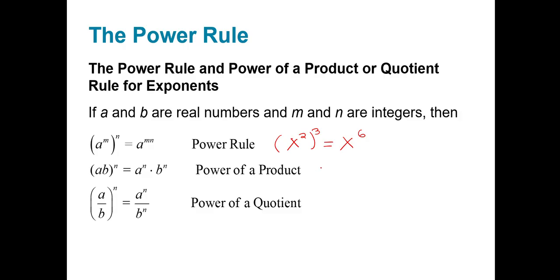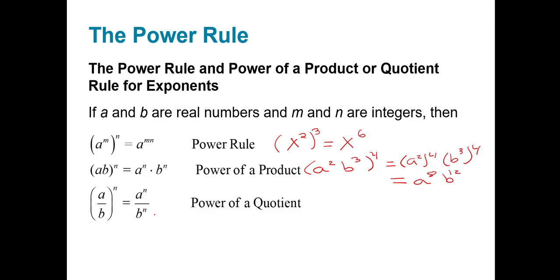Let's say I have a squared b cubed, all of this raised to the 4th power. Well, that's it. It's just the a squared gets the 4. The b cubed gets the 4 as well. So when I simplify that, this is a to the 8th power, b to the 12th power.